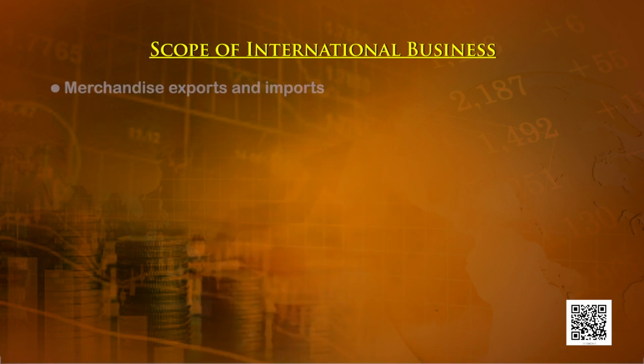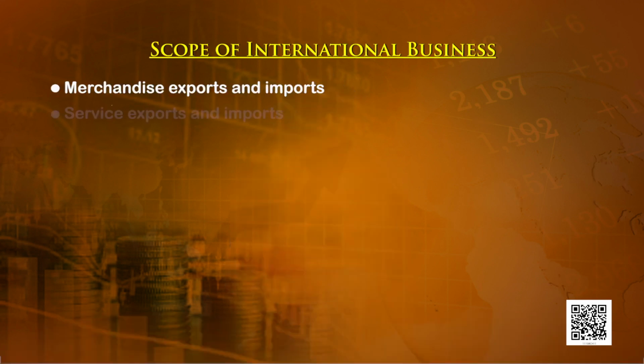Number 1, merchandise exports and imports. Merchandise exports and imports basically refer to exports and imports of goods. They are also known as visible exports and imports. So basically they are export and import of goods, physical goods, such as products like telephones, mobile phones, TV, etc. Such goods, when traded between countries, is known as merchandise export and import.